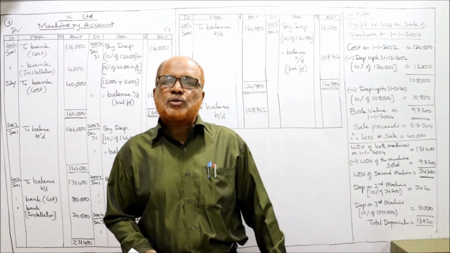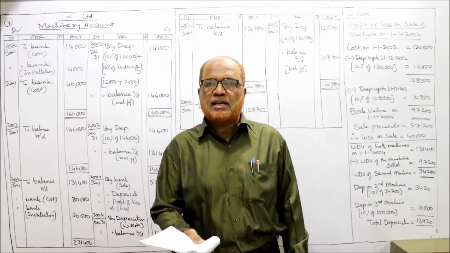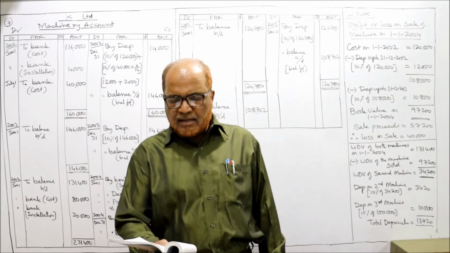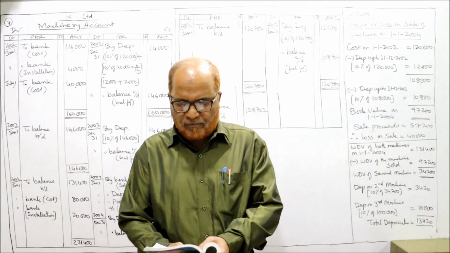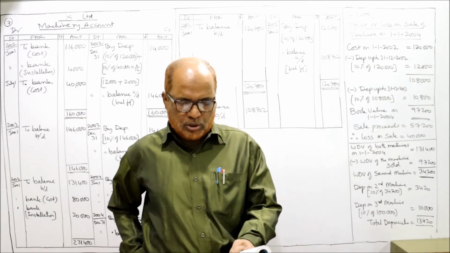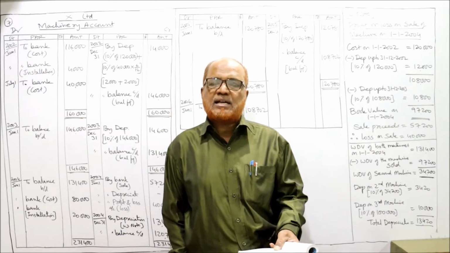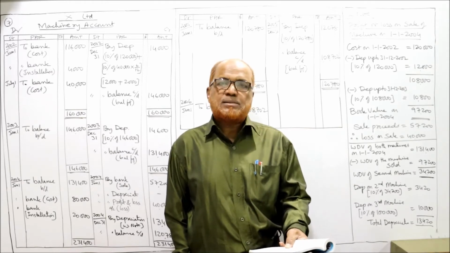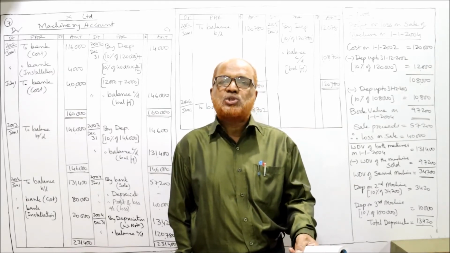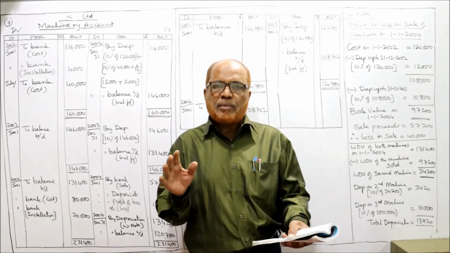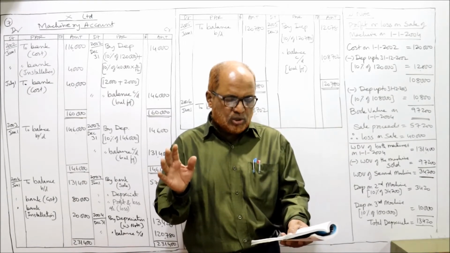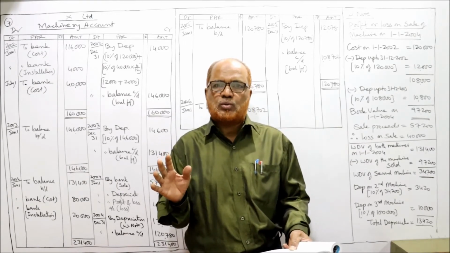Now we'll start the next problem. Problem number 7. See carefully, 7th problem. X Limited purchased a machine on 1st January 2002 for rupees 1,16,000 and spent rupees 4,000 for installation. So remember the date. The machine was purchased on 1st January 2002.